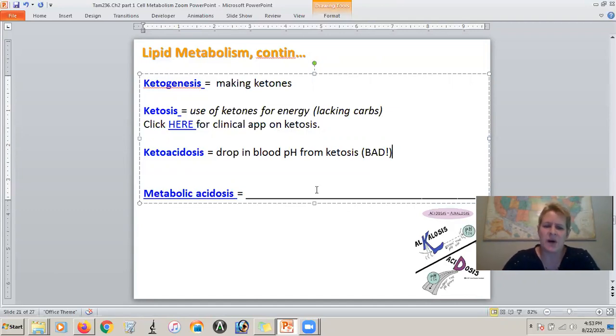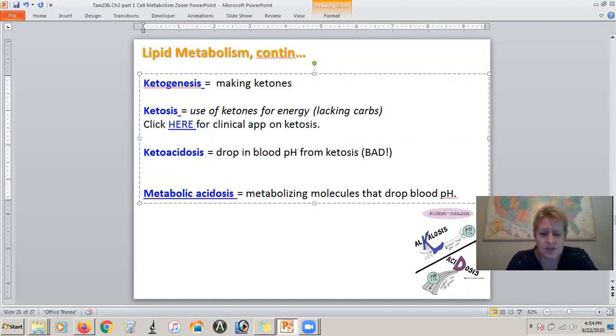Okay, and metabolic acidosis is metabolizing molecules that drop your blood pH. Okay, metabolic acidosis, we'll cover it later, can be caused by using ketones for energy, using fatty acids for energy, and lactic acid in your blood can drop your blood pH. That's metabolic acidosis. All those things can cause acidosis.